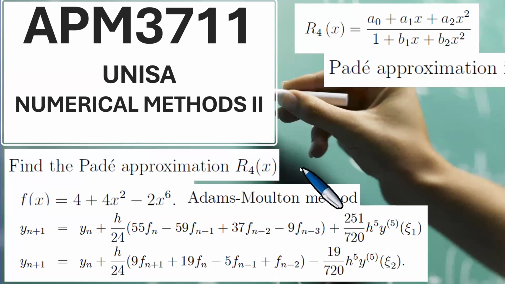In this lesson, we shall focus on applied mathematics APM3711. We shall be looking at numerical methods, a wide range of techniques we use to solve numerical problems in applied mathematics. And we proceed as follows.